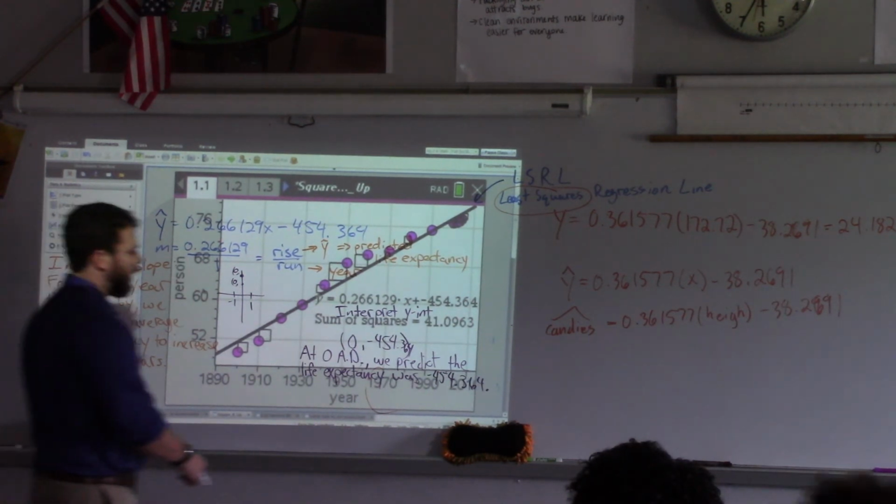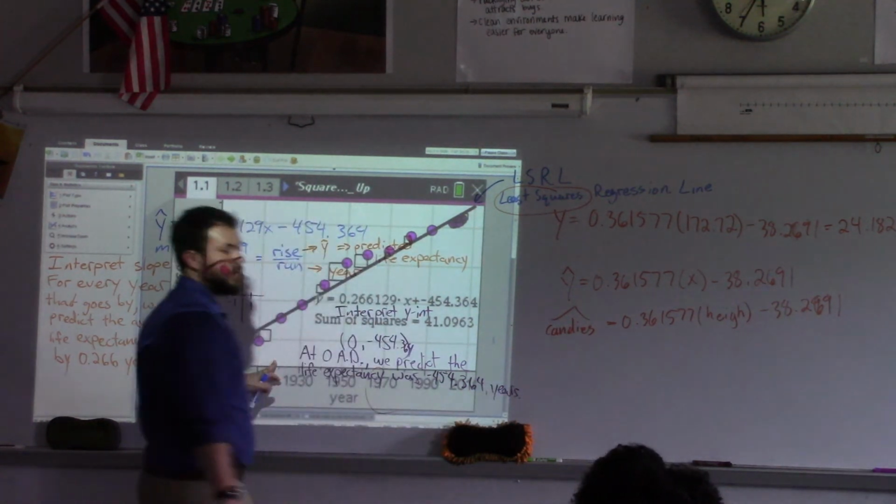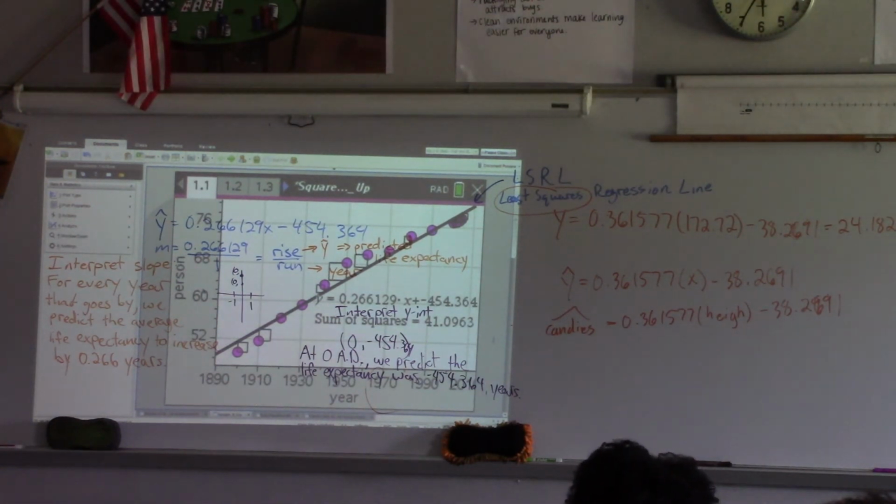Right? At 0 AD. Once again, is this going to show up on the test? Yes. You have to know how to do this. Anyone have a problem with that? No one has a problem with the fact that life expectancy was negative 454.364 years? I mean, it doesn't make sense. No. Heck no.